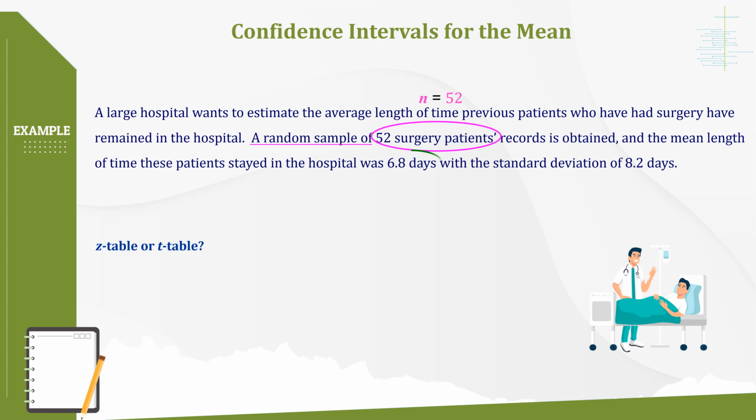For 6.8 days, it is clearly stated as a mean coming from the sample of 52 patients. Therefore, it is a sample mean x bar. The last one, standard deviation, is the most important piece to determine whether to use Z or T distribution. If you read the question one more time, the sample of 52 patients' record gives a mean of 6.8 days as well as a standard deviation of 8.2 days. So 8.2 is the sample standard deviation.